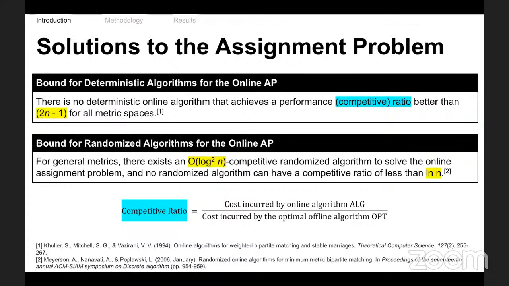For the online assignment problem, we have bounds for deterministic and randomized algorithms. For the deterministic algorithms, it can already achieve a solution better than 2n minus 1. The competitive ratio is the ratio of the cost incurred by the online algorithm to the cost incurred by the optimal offline algorithm. For the randomized algorithms, Bansal has presented a log squared n competitive algorithm, and showed that no randomized algorithm can have a competitive ratio less than the natural logarithm of n.